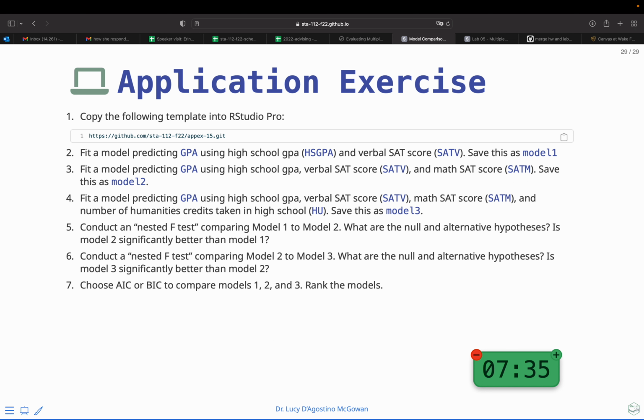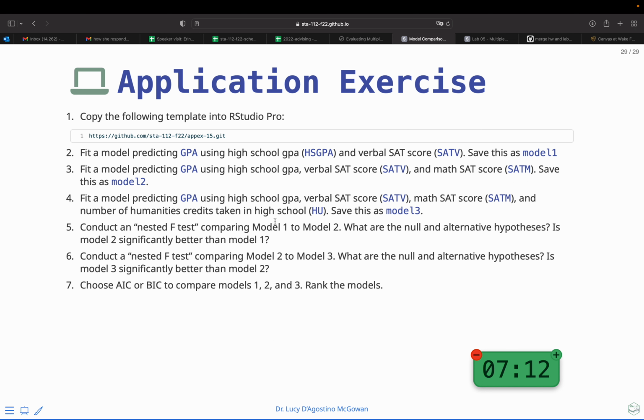So the first model, I want you to use high school GPA and their verbal SAT score. For the second model, I want you to use high school GPA, their verbal SAT score, and their math SAT score. For the third model, I want you to use high school GPA, verbal SAT score, math SAT score, and the number of humanities credits taken. So you'll have models 1, 2, and 3.